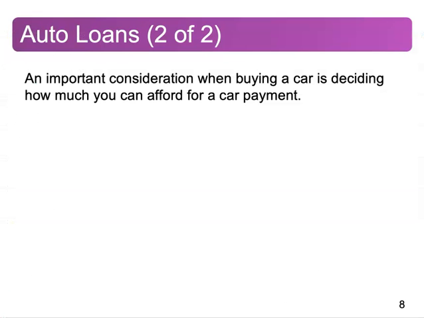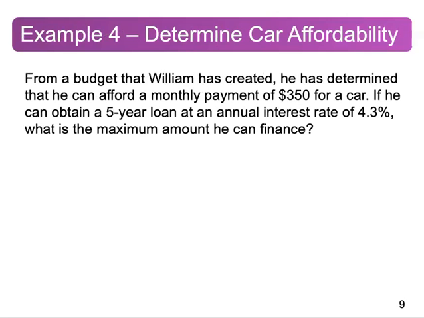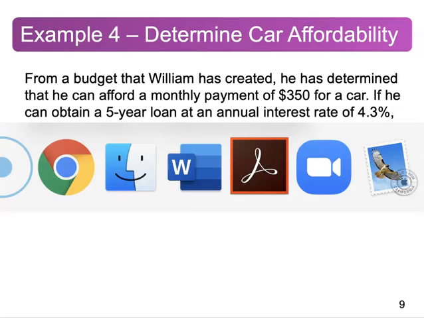Something else we want to consider is how much you can afford for a car payment. So if we want to consider this example here where William has determined that he can afford a monthly payment of $350 for a car, and he could obtain a 5-year loan at an annual interest rate of 4.3%. So let's go back to Excel and see how we can use this.